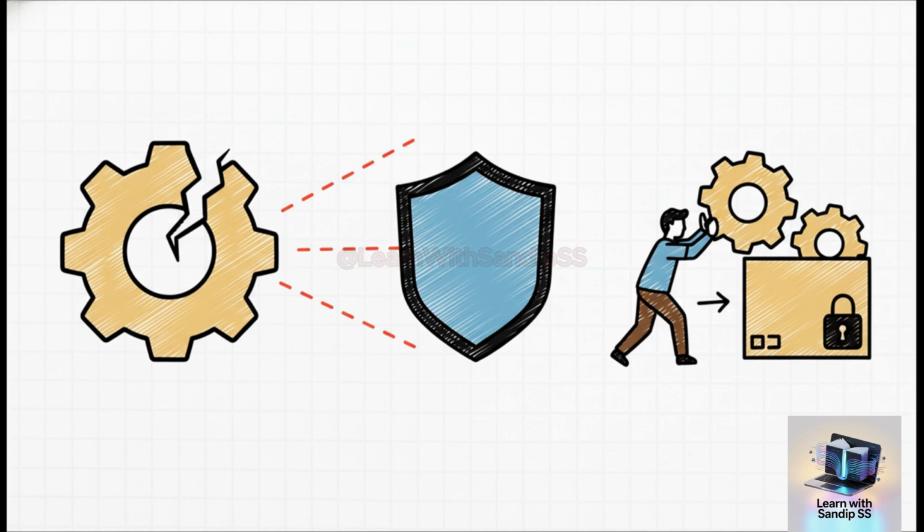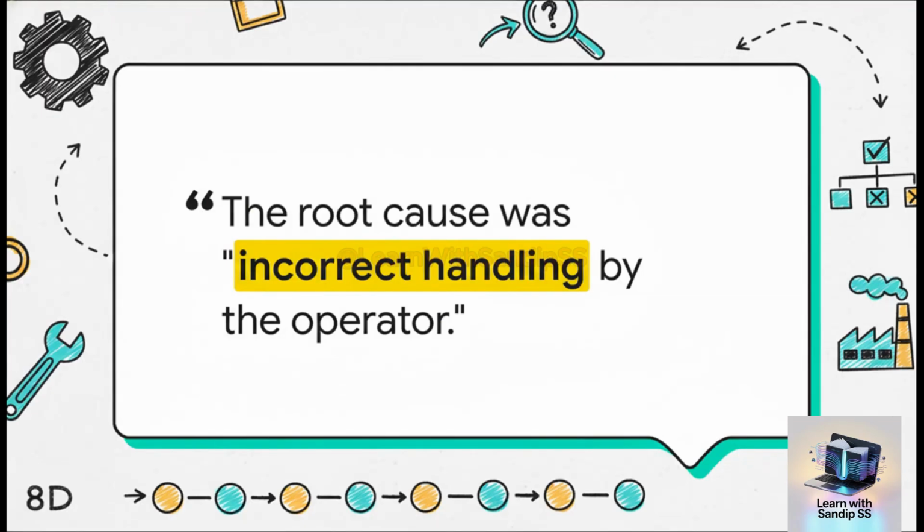Now, this stops any more faulty parts from hitting the assembly line. So with all this data in one place, the team starts digging, and they have a breakthrough, an aha moment. It turns out it wasn't a bad part from a supplier. The real root cause was that the operator was handling the component incorrectly during assembly.